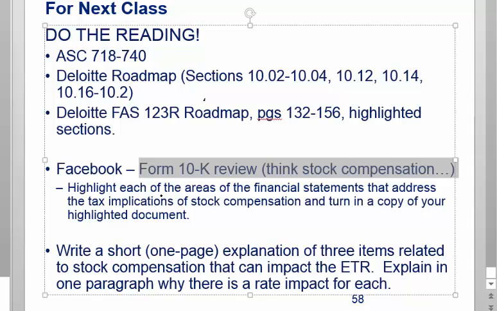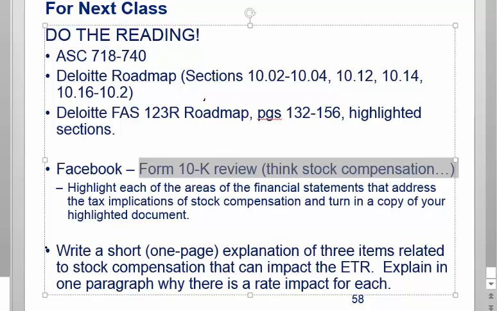How does it affect the rate? Can I see how it affects cash taxes? Where in the disclosures can I see any disclosure about this? What can I learn from public information? Some of that information is super sensitive. He's not going to tell you what's not public, but you can see what you can see from the 10K.